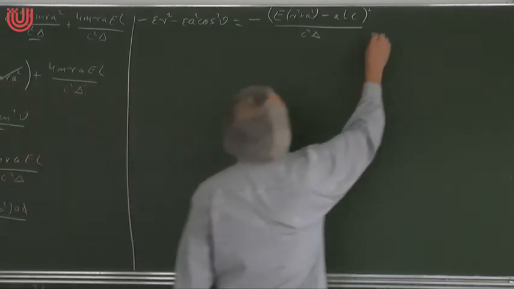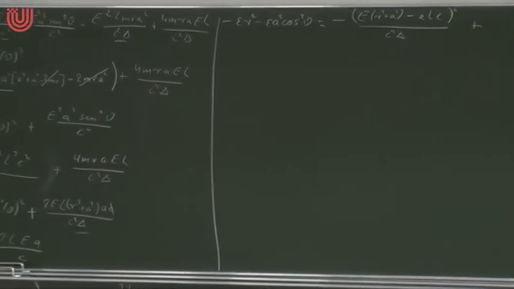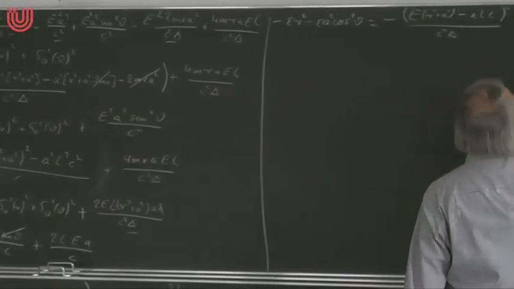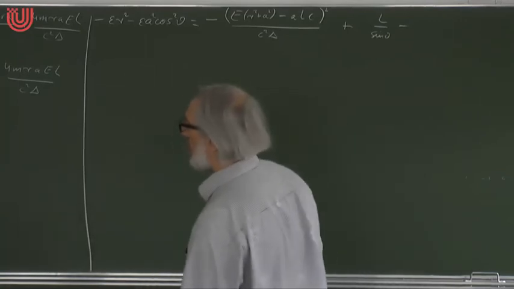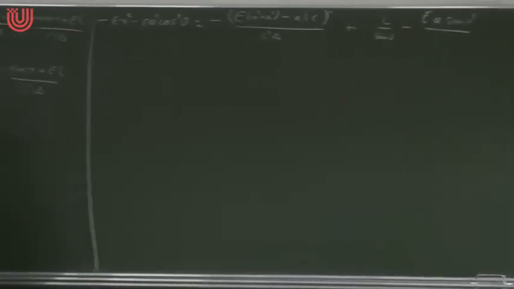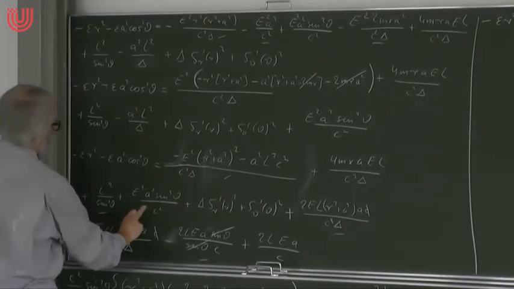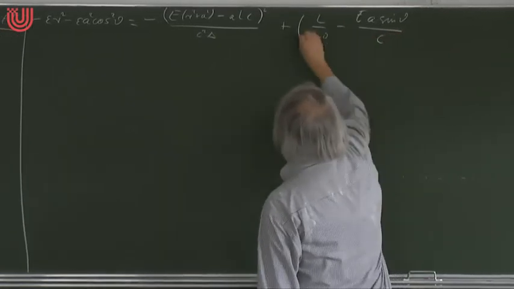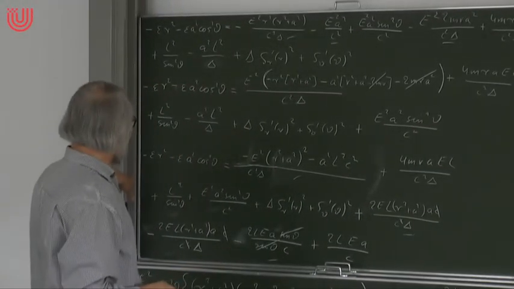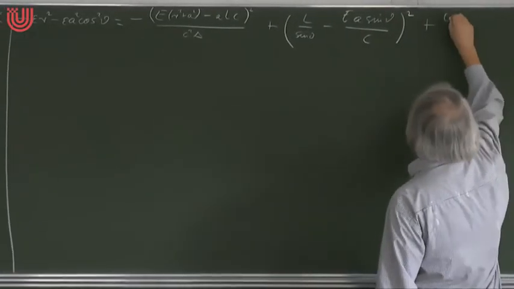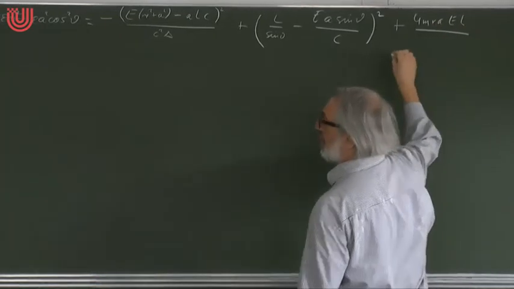Okay, then I combine these two terms here, this and this, with this here. This is L over sine theta minus EA sine theta. I can't read my handwriting. Was this a minus? No, wait a minute. This is complete confusion. So this was a square. Okay, these are the two squares which I wanted to have, and now I hope that the rest will cancel. So what are the other terms? The other terms are this here. Oh yeah, I think I could continue here. Plus 4mRA EL divided by c squared delta.